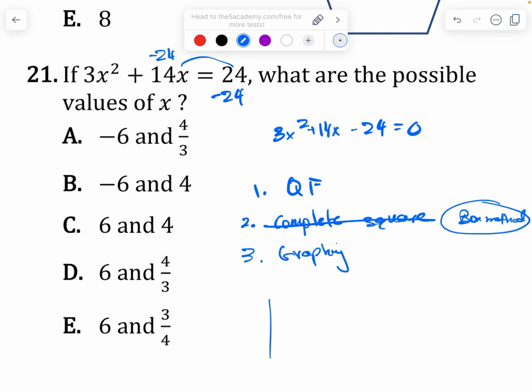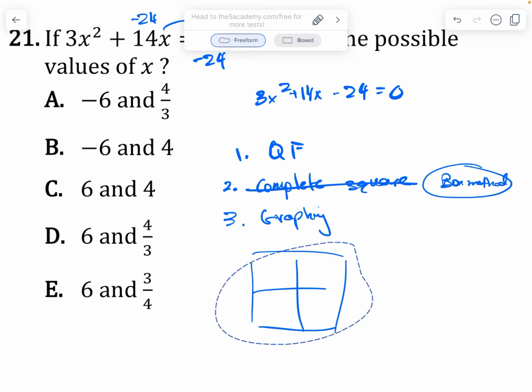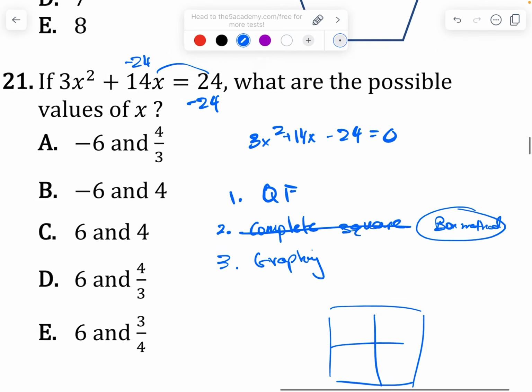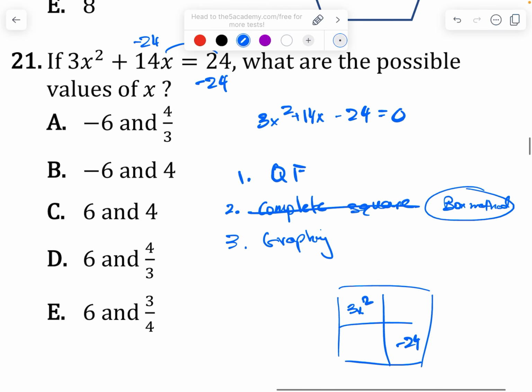So what you're going to do is draw a box with 4 squares in it. First move it down here because it's a little too close to the rest of this. You're going to put 3x squared here, and your last term here. Then multiply 3 by negative 24 and you get negative 72. So what are two factors of negative 72 that give me positive 14? That's the question.